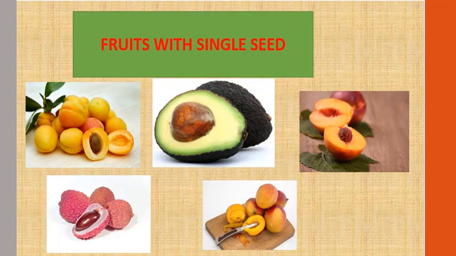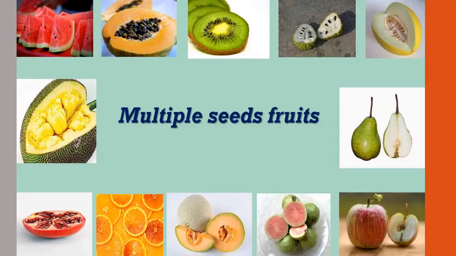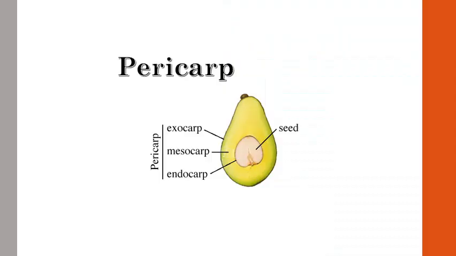Some fruits contain a single seed and these are usually fleshy, such as avocado, peach and mango. Multiple-seeded fruits: not all fruits contain the same number of seeds. Fruits such as tomatoes, cucumbers and melons have lots of seeds. Generally, oranges, apples and pears contain about 10 seeds.